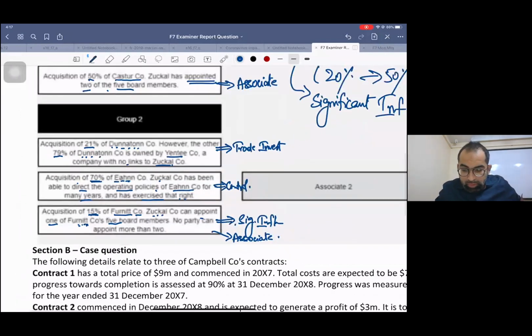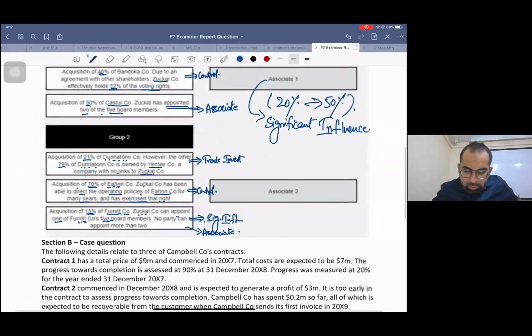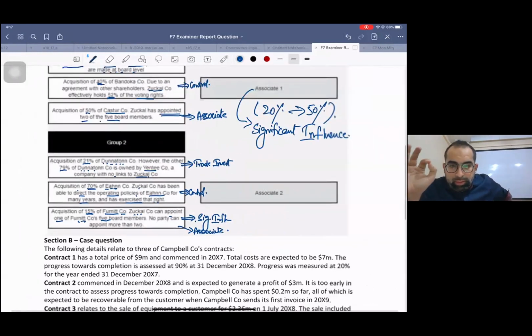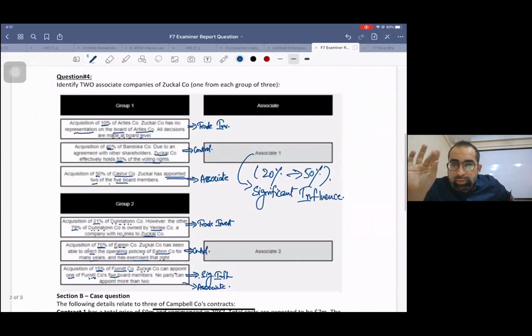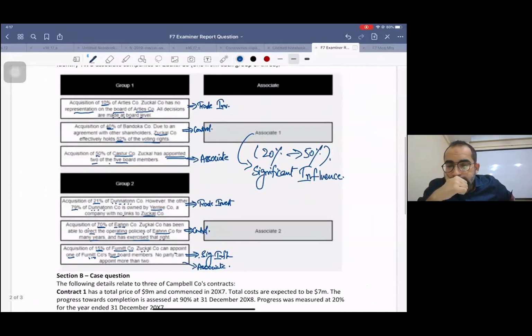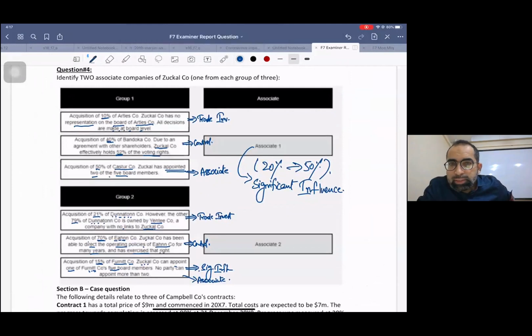Okay. This was one of the good technical questions, and normally students make mistakes here. So my final words here. Listen to me. Holding percentages are not everything. For a subsidiary, the real thing is control. For an associate, the real thing is significant influence. And for trade investment, you don't have control and you don't have significant influence, then the balancing figure is trade investment.